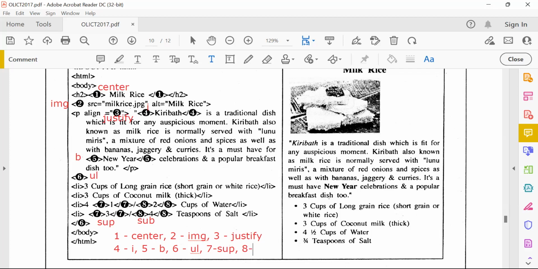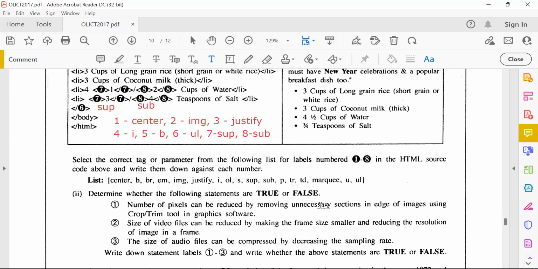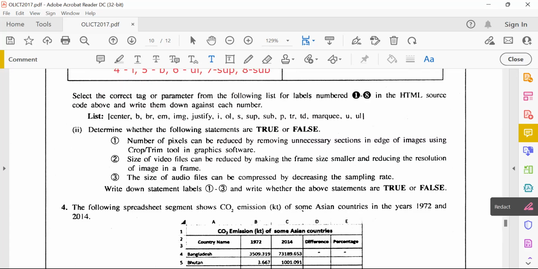8, we'll have subscript, right? So this is the correct answer. I got correct answers from Amasha and Pramudi. Okay, Binu also gave the correct answers. Okay, good. So let's move to the next one then. Part 2.